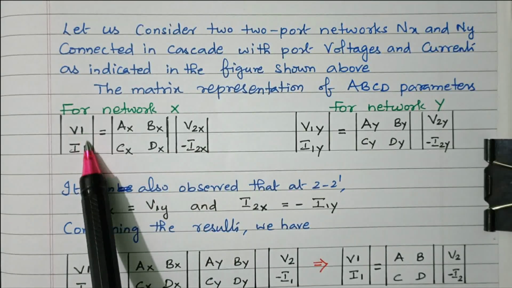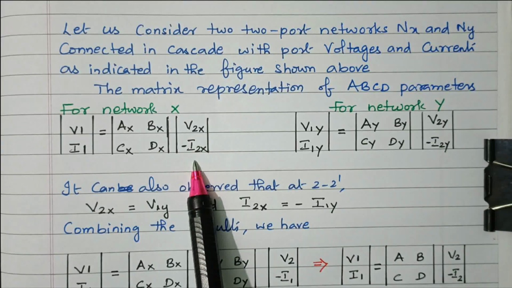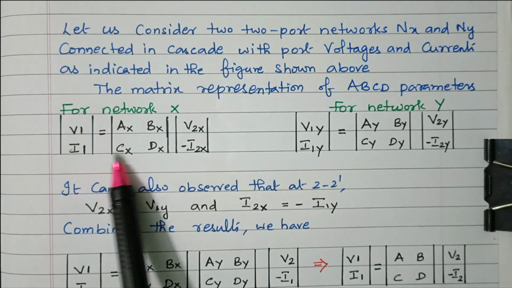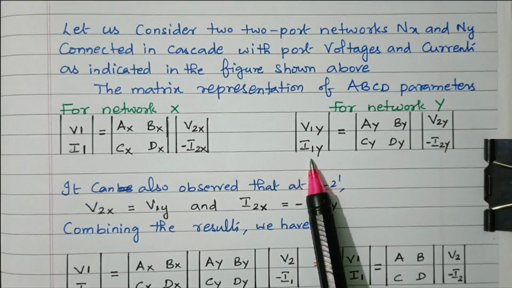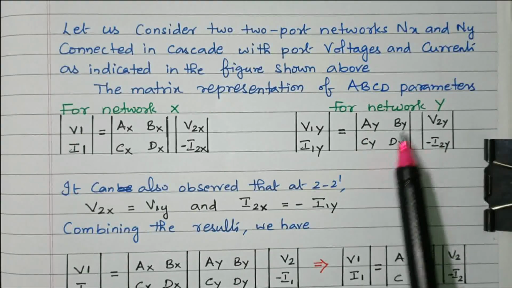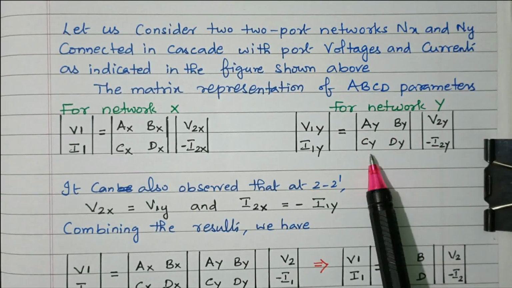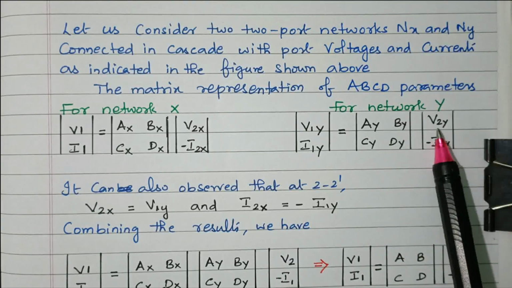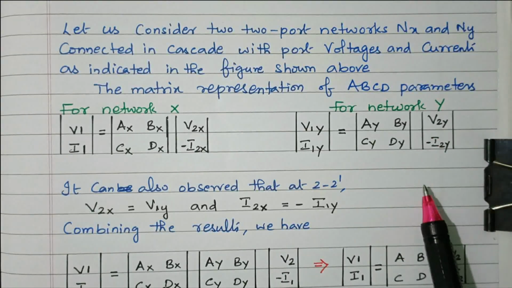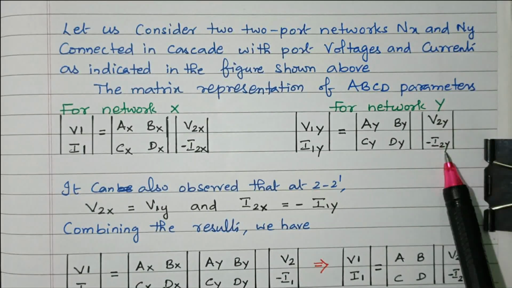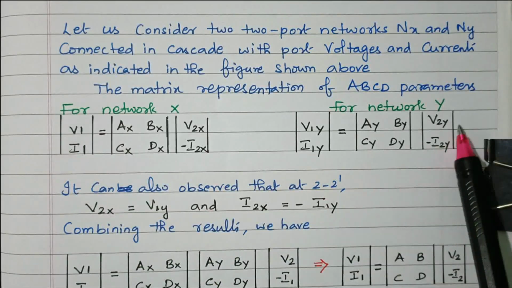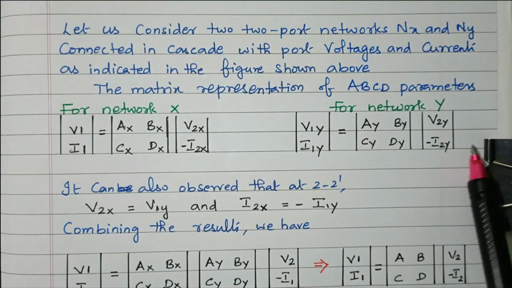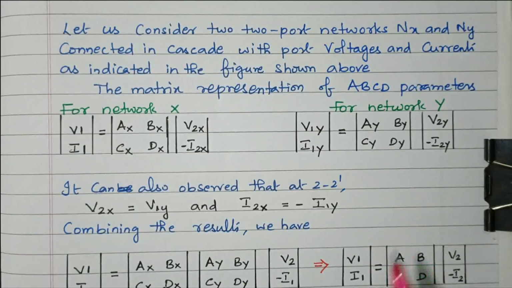I already told you, 1 refers to the input port, 2 refers to the output port, and X refers to the X network. Similarly here V1Y, I1Y. This is the Y network. The ABCD parameters for the Y network are AY, BY, CY, DY. Then the final voltage is V2Y and I2Y, which we can also call V2 and I2. It may be taken as V2 because here we take V1 I1; here also we can take V2 I2. That is the final output. V2Y is equal to V2, minus I2Y equal to minus I2. Like that also we can take.